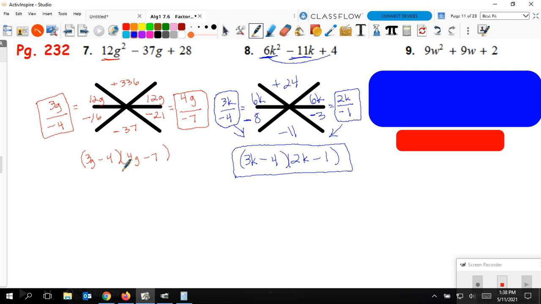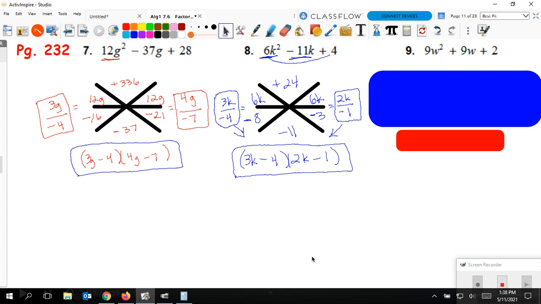Here's our answer on number 7. And now I want you to try on your own. Go ahead and try number 9. So see if you can do number 9 correctly using the star method. Start with multiplying 9 times 2 for the top of the star. All right, go ahead and pause the video, do number 9, and then just check your answer by playing it.